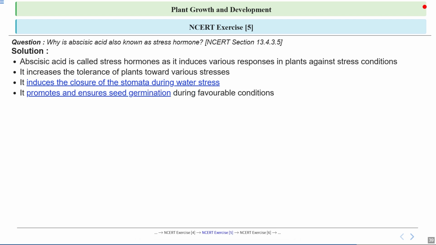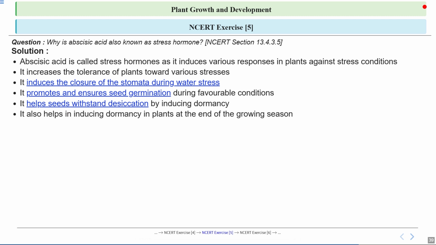So it also ensures that seeds only germinate when conditions are right. It acts like a safety lock, preventing the seeds from sprouting during stressful times and only allowing them to grow when the environment is favorable. Another important aspect is helping seeds survive dry conditions. Abscisic acid induces dormancy, which is like putting the seed into a protective sleeve, so it doesn't lose too much water and can wait for better conditions.